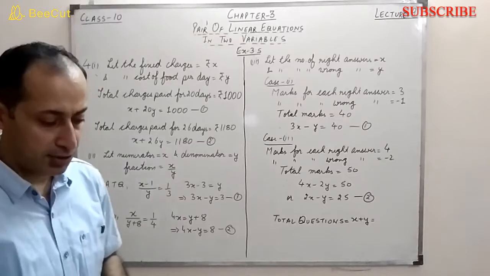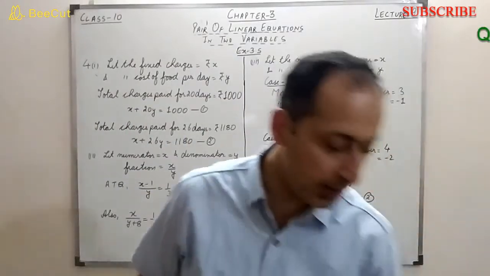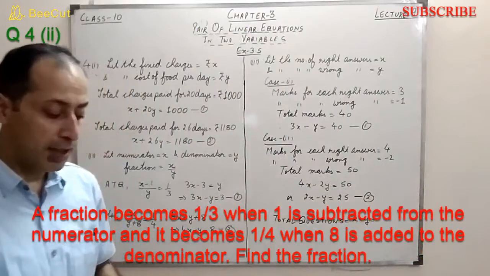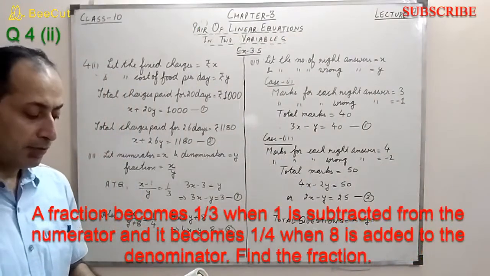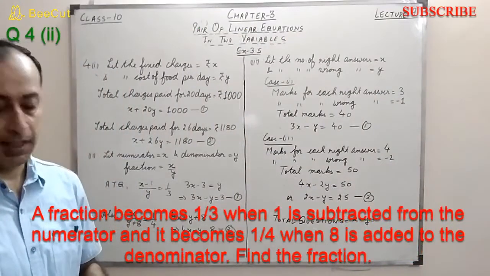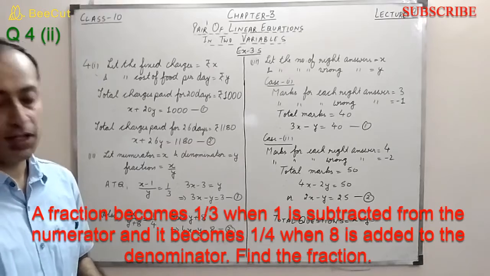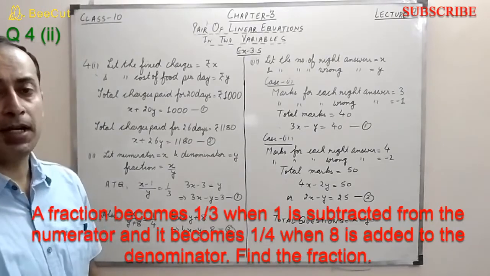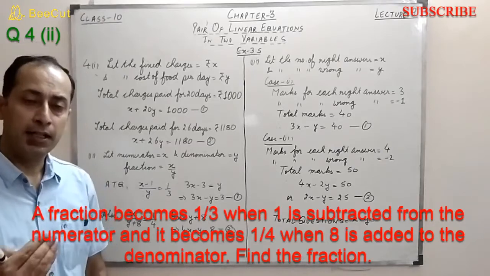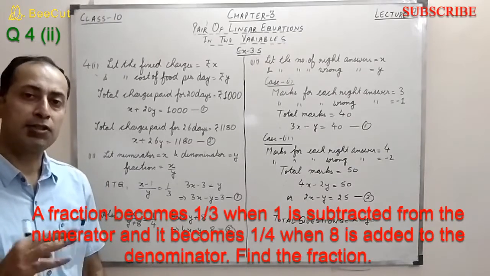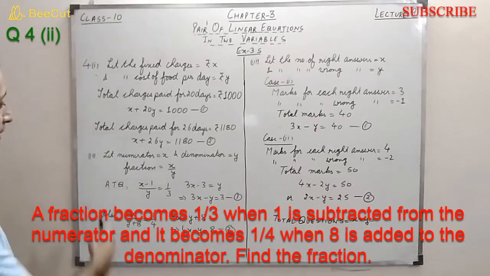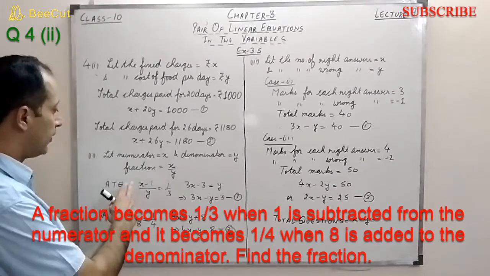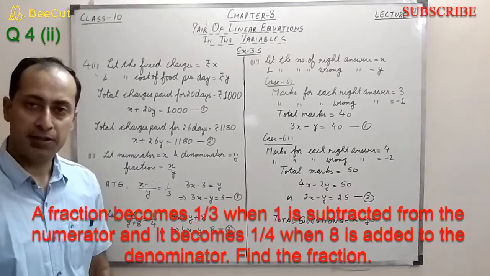So now let's go to the next part of this question. It's given: a fraction becomes 1 by 3 when 1 is subtracted from the numerator and it becomes 1 by 4 when 8 is added to its denominator. Find the fraction. Now, obviously there are two parts in a fraction. The upper part is called the numerator and the lower or bottom part is called the denominator. So we write: let the numerator be x and the denominator be y. Therefore, the fraction equals x by y.